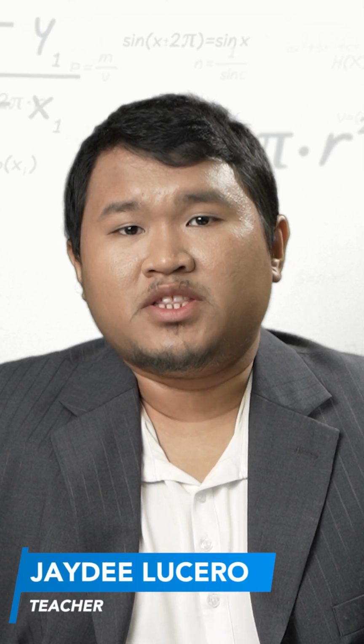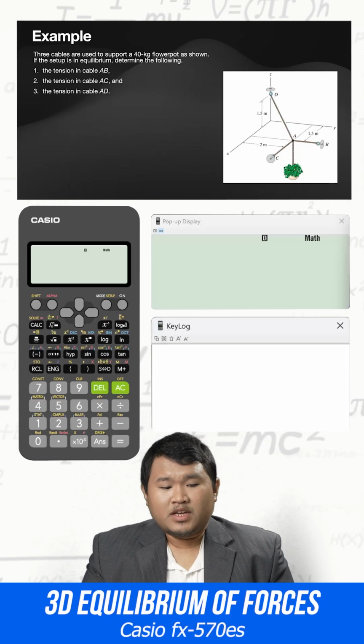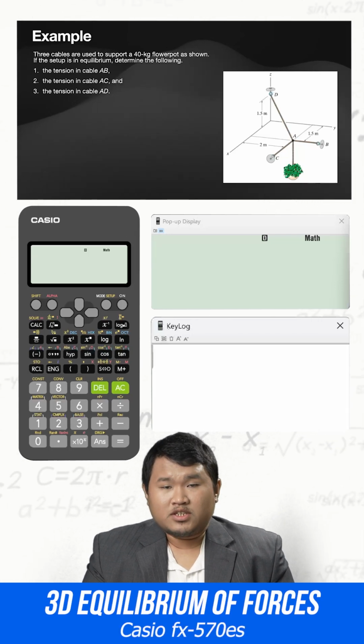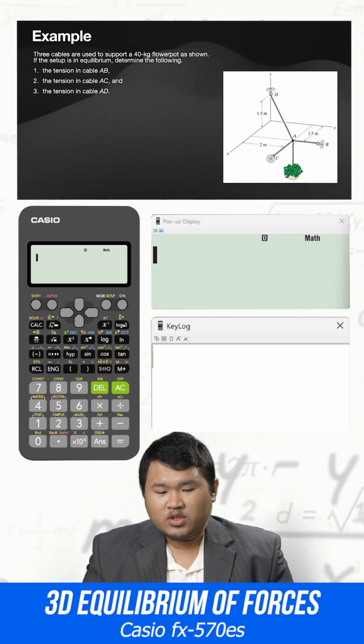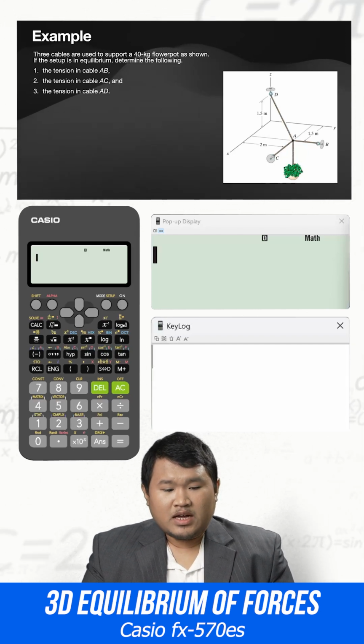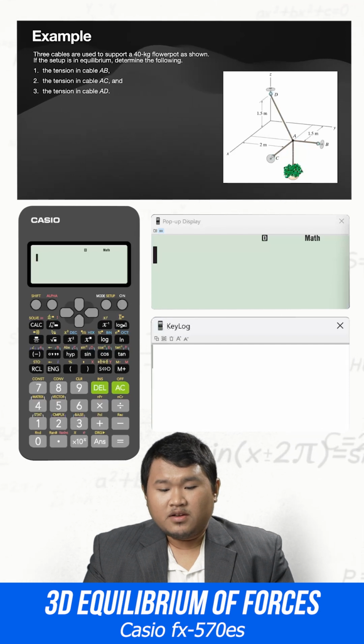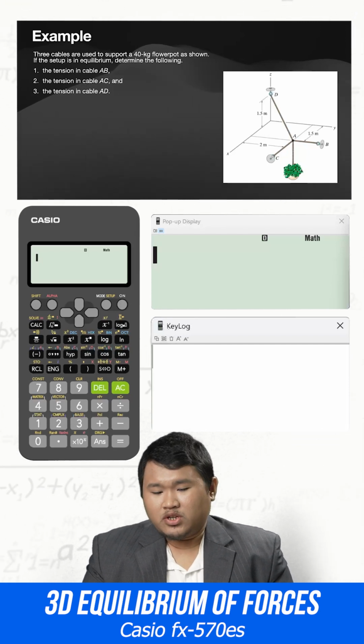3D equilibrium of forces using Casio FX-570ES or 991ES Plus 2nd edition. In this example, we have a flower pot, 40 kilograms, that is supported by 3 cables as shown in the figure. We are asked to determine the tension in the cables AB, AC, and AD using equilibrium equations.